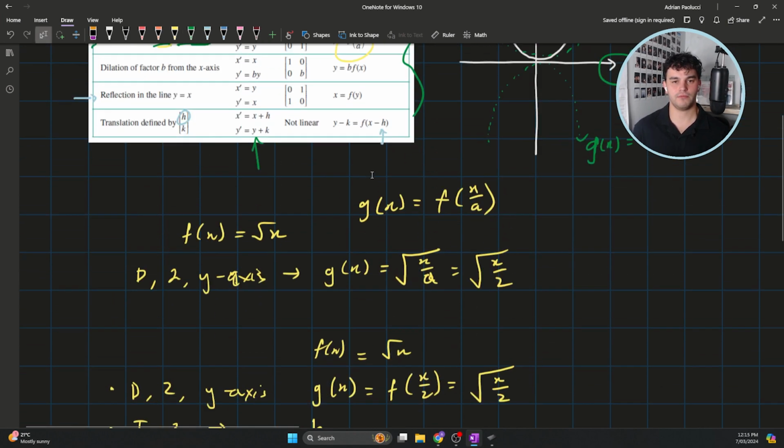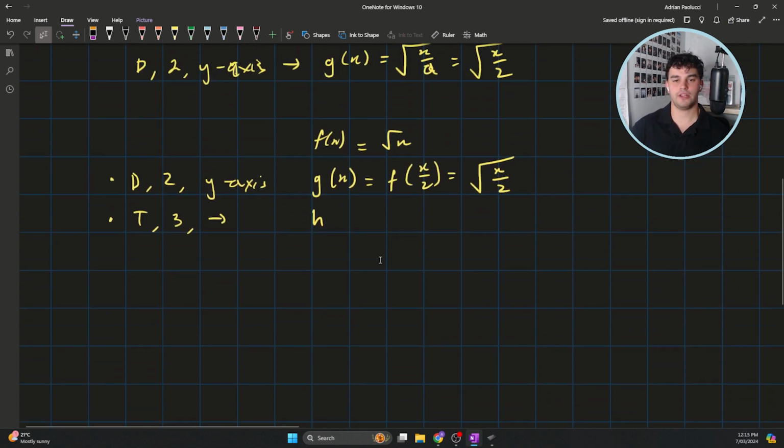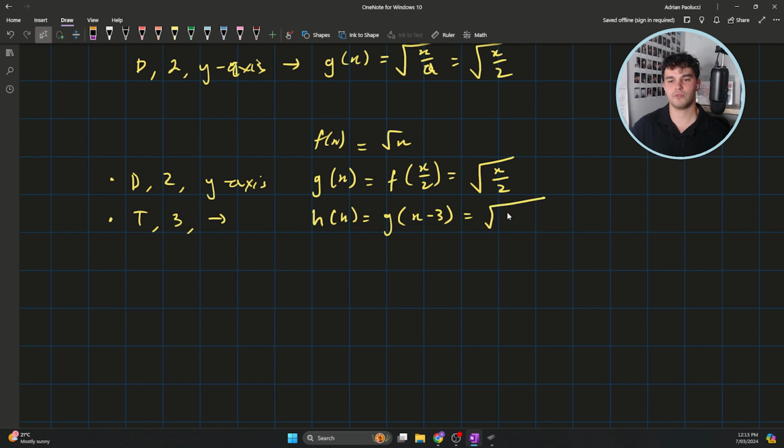Now, if we apply our translation on top of that, then what that looks like, if we look at our table, is f of x minus h. So when we move to the right, we minus that h value, or we minus that translation value. So this one is going to be h of x is equal to g of x minus 3, which becomes the square root of (x minus 3) divided by 2. I really don't need the brackets on the numerator, but you get the gist. So this is our final equation after applying all of our transformations. So we had the dilation first, and we had the translation second.